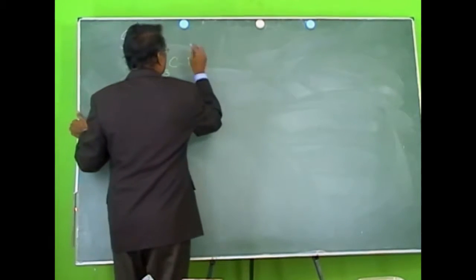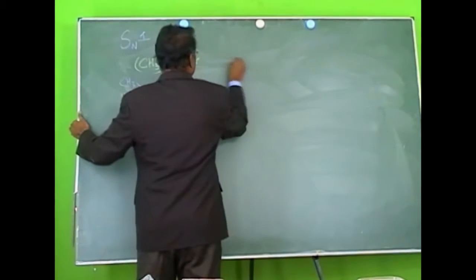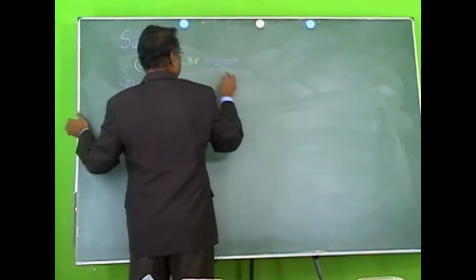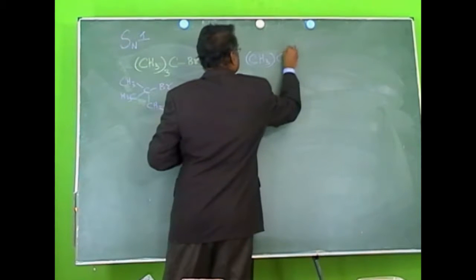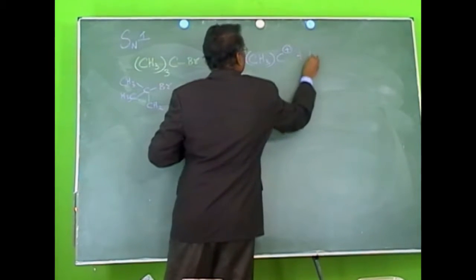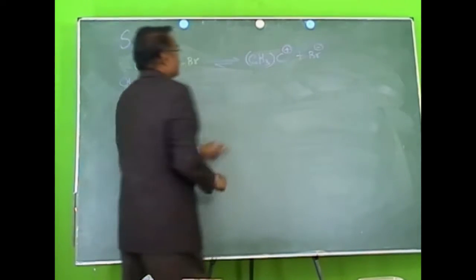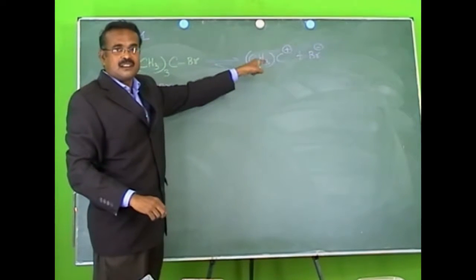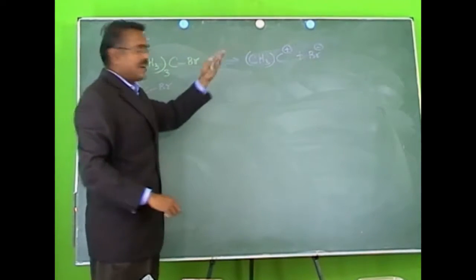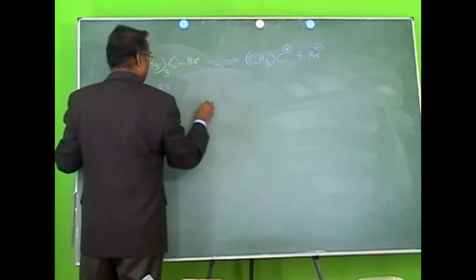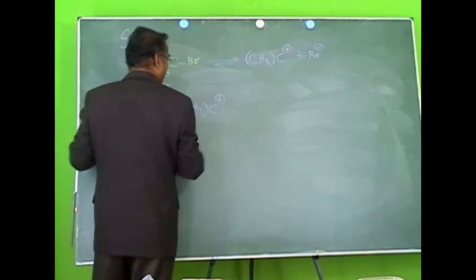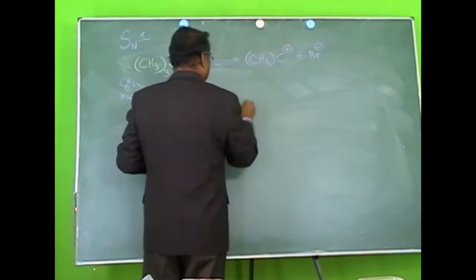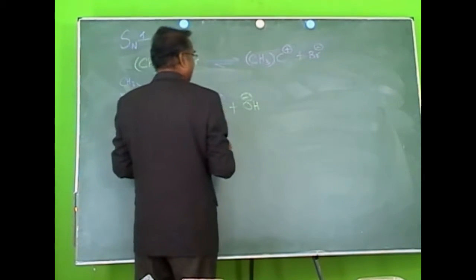Okay. So this molecule, in the presence of solvent, slowly undergoes ionization, which produces trimethyl carbonium ion as an intermediate, and Br minus is a leaving group. So trimethyl carbonium ion is planar. So the next step, attack of nucleophile on the trimethyl carbonium ion. So OH minus can attack.